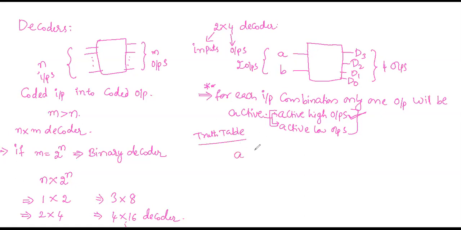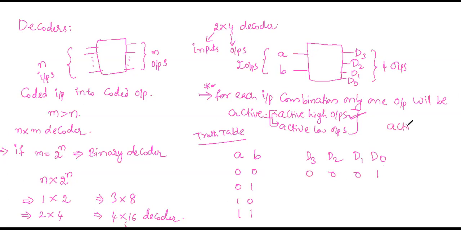What are the inputs? A, B are the inputs. Outputs are D3, D2, D1, D0. With two variables at the input, how many different combinations will we get? Four combinations. And what is the statement? Read once again: for each input combination, only one output will be active. So 0, 0 indicates decimal 0, so D0 will be active. Active means 1. Remaining should be 0.